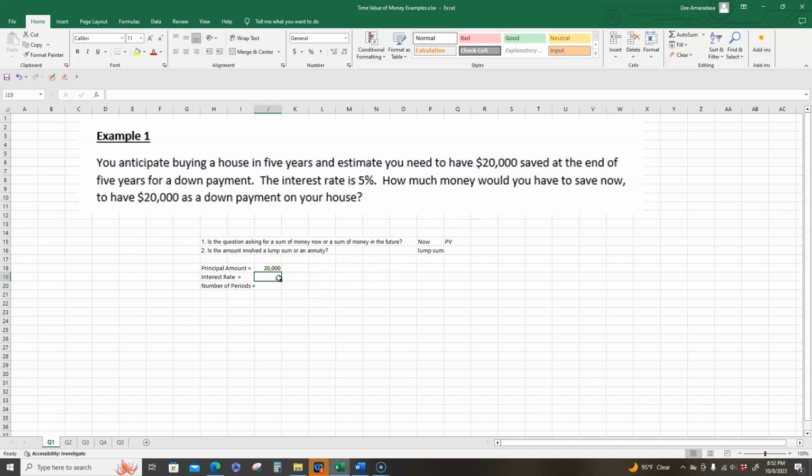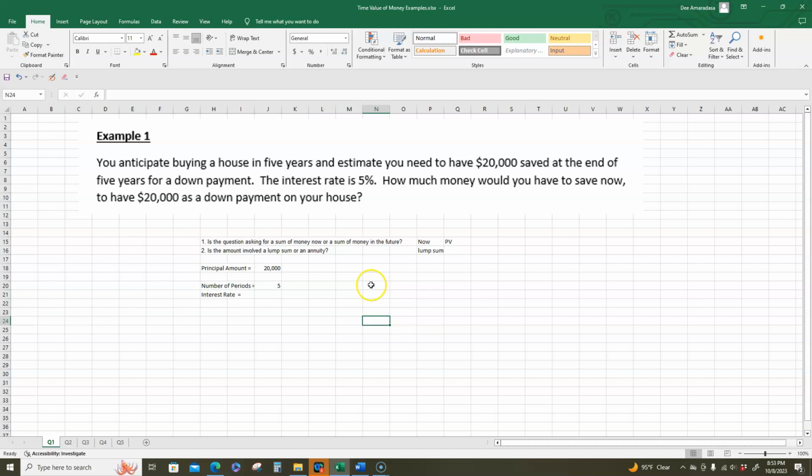The next is interest rate. So what is the interest rate? They tell you that the interest rate is 5%, but we also have to look at the number of periods when we determine the interest rate. So ideally, this should have said number of periods first and then interest rate. So I'm going to delete that here. Okay, so let's first look at number of periods. What is the time period we are looking at? We're looking at 5 years. So we know that our number of periods is 5.